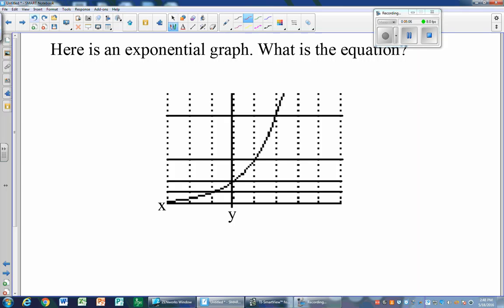And why is it obviously not a quadratic? Because this part here doesn't start to swing up again. You can only deal with what you see, not what you think happens. So this is exponential. What is the equation of the exponential graph?